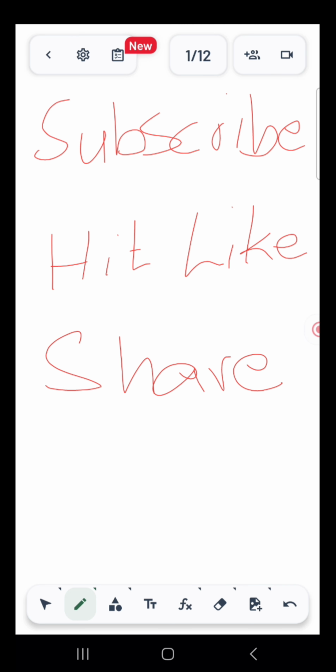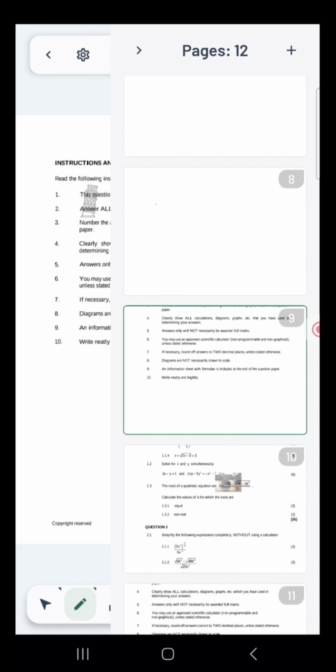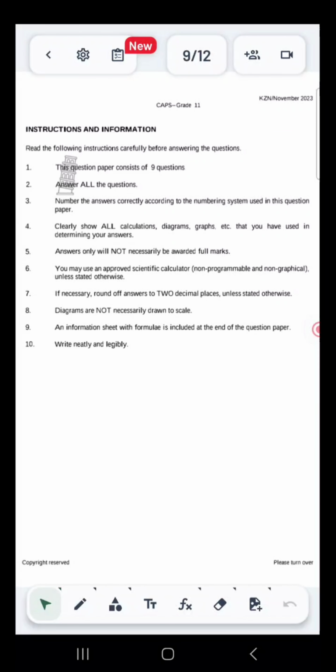Right? Today we'll be focusing on grade 11 work, and as always, I will be starting with the instructions. The first thing you need to do is make sure you read the instructions. They're important. They will give you direction, right? Each question paper has its own instructions. We all start them. Read the following instructions carefully before answering the question.